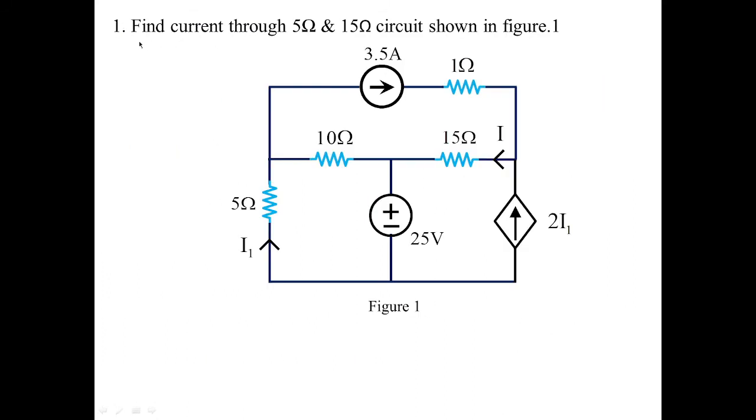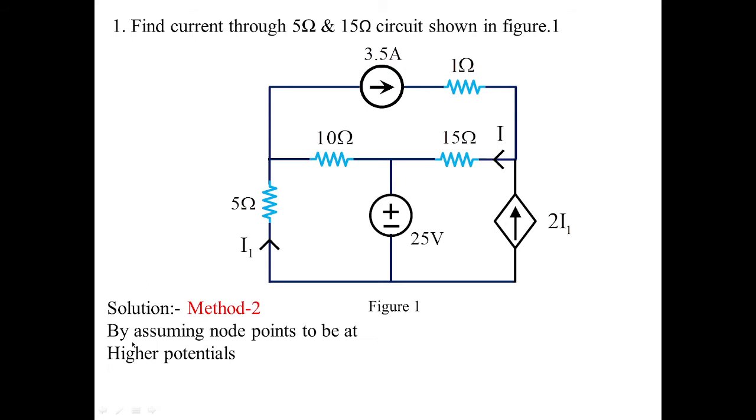So the question is reframed as: find the current through 5 ohms here and 15 ohms here for the circuit shown in figure 1. So for the same problem, we are finding the currents I1 and I. Method 2: assuming the node points to be at higher potential. So all the node points are assumed to be at higher potential, V1, V2, V3. I have selected in this direction. Whenever I take the node voltages as V1, V2, V3, I'm assuming higher potential voltages. And I'm going to deal with individual nodes by applying KCL.